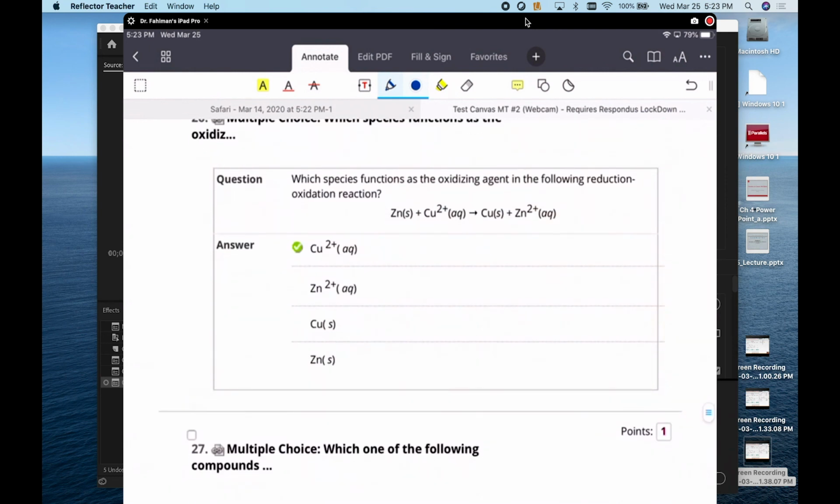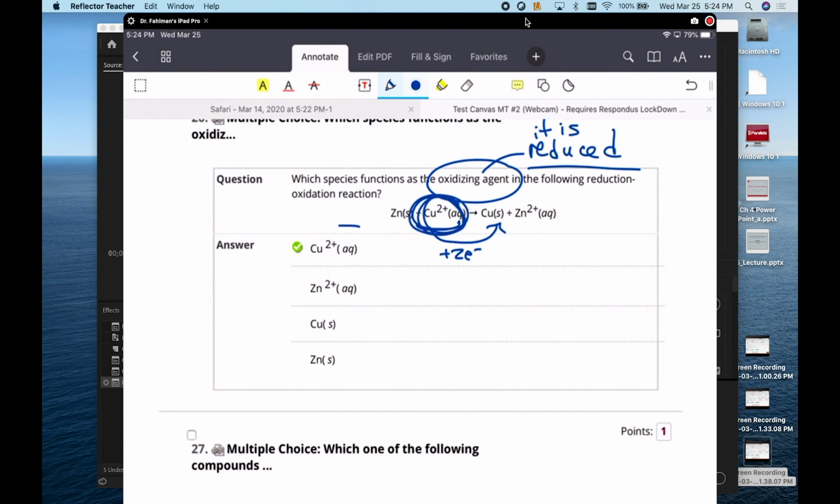Which species functions as the oxidizing agent? That means it is reduced. Okay, and so this is going to that. Okay, so it's picking up 2 electrons. So copper 2+ is being reduced. So that means it is the oxidizing agent. This is being oxidized, so that would be the reducing agent. So zinc, in other words, would be the reducing agent.